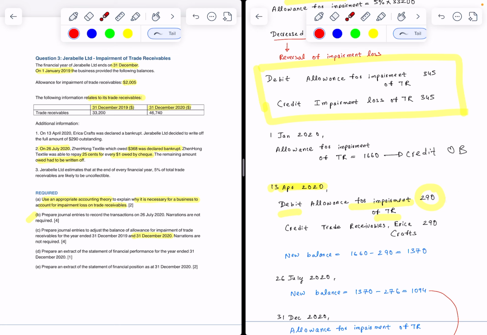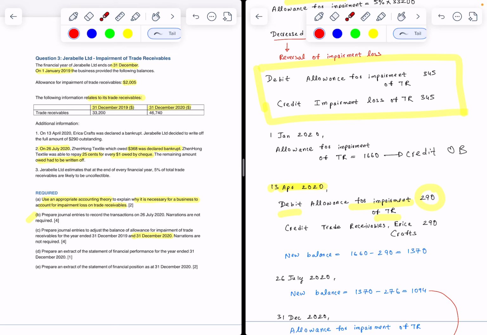So after this transaction has been sorted at 13 April 2020, we want to find the updated balance. The updated balance at 13 April 2020 is the beginning balance from 1 Jan 2020, which was $1,660, minus the $290, which is mainly the reduction, as we have understood, and that leaves us with a new balance for allowance for impairment of trade receivables of $1,370 after the transaction has been sorted at 13 April 2020.